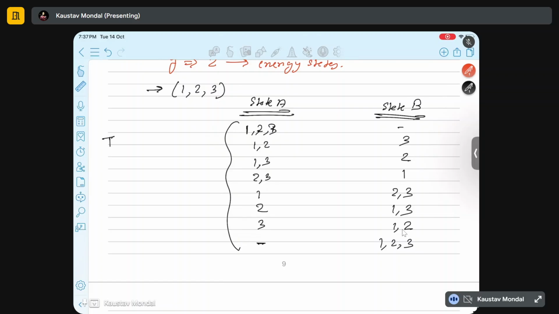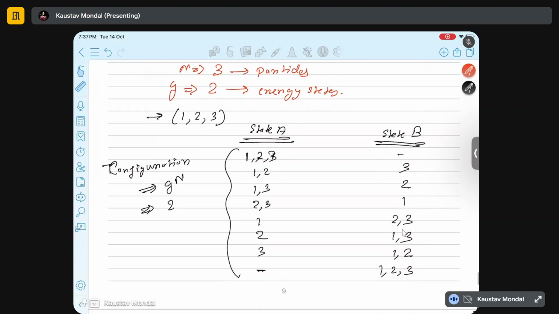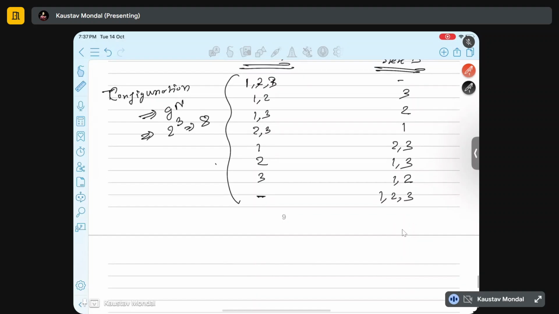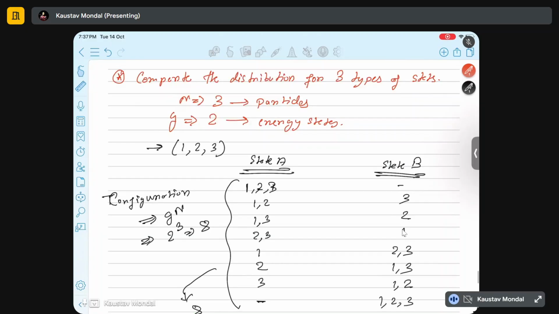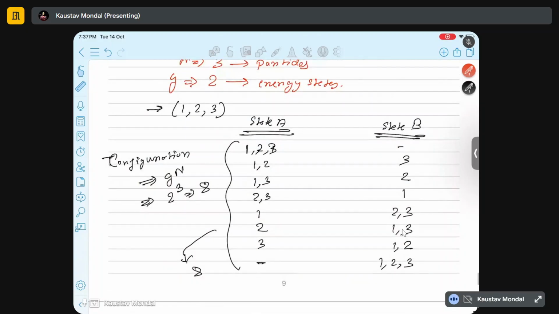So this also can be calculated from a formula. The configuration formula is basically g to the power n. The number of states is g, which is 2, and n is the number of particles, 3, so 2 to the power 3 gives you 8, which is also what we got here. Okay, so this formula is consistent. This is for the case of MB.